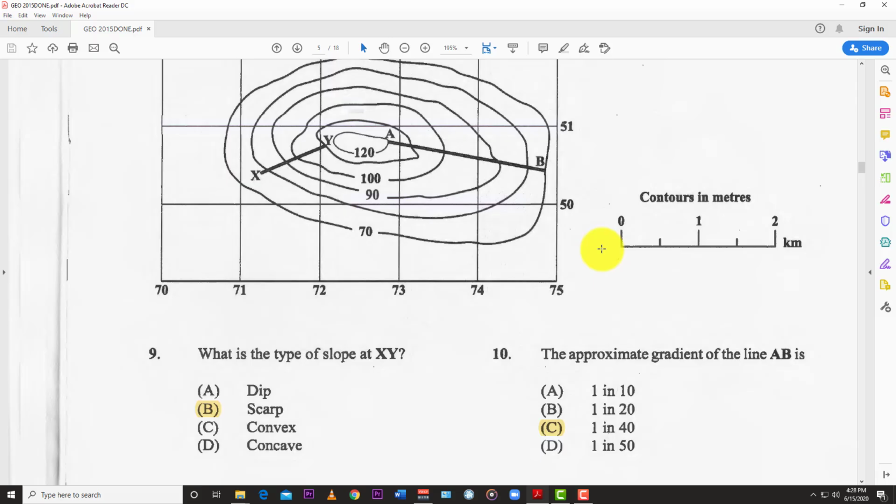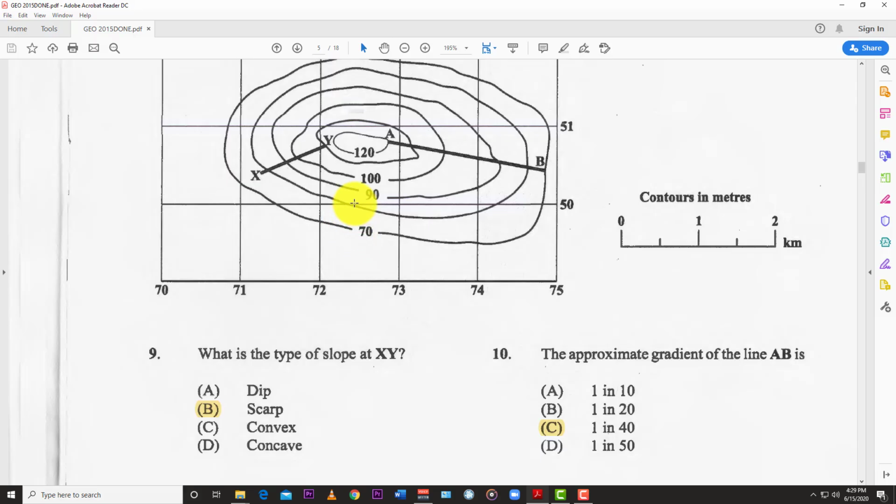And of course, you get that by, first and foremost, you have to know how to find the gradient. It is the vertical height over the horizontal distance. The vertical height is very simple. From here to there, you have 120 and you have 70. So you minus that, and you should get around 50, because the top is 120 and the level that B is on is 70. Minus that, you get about 50.